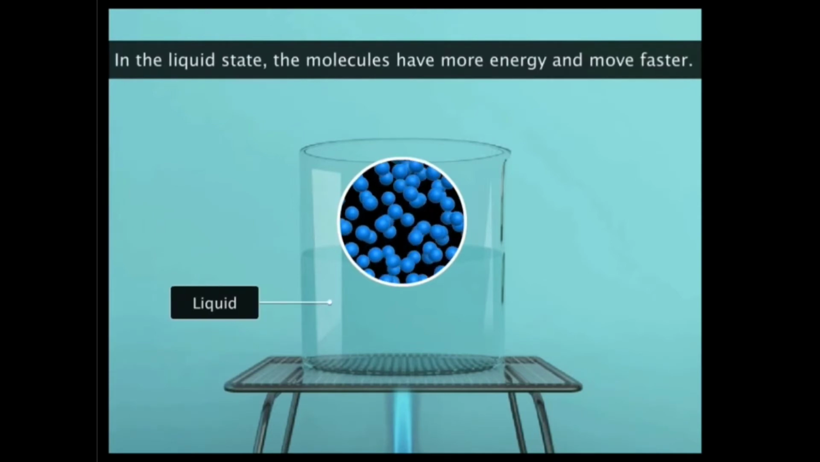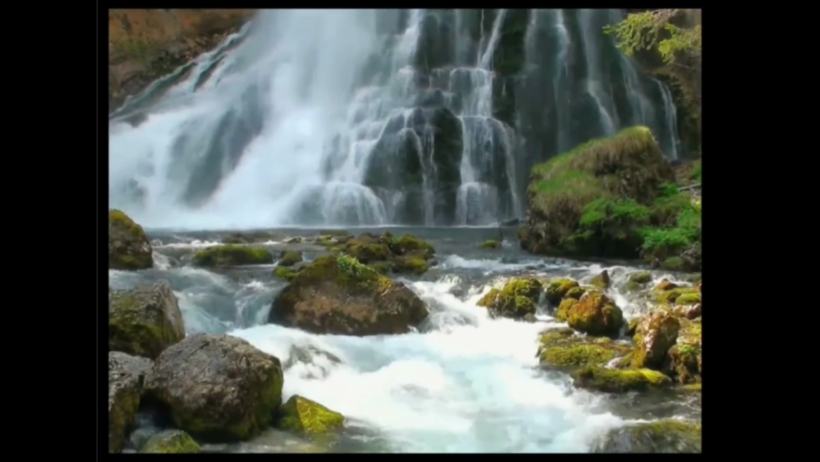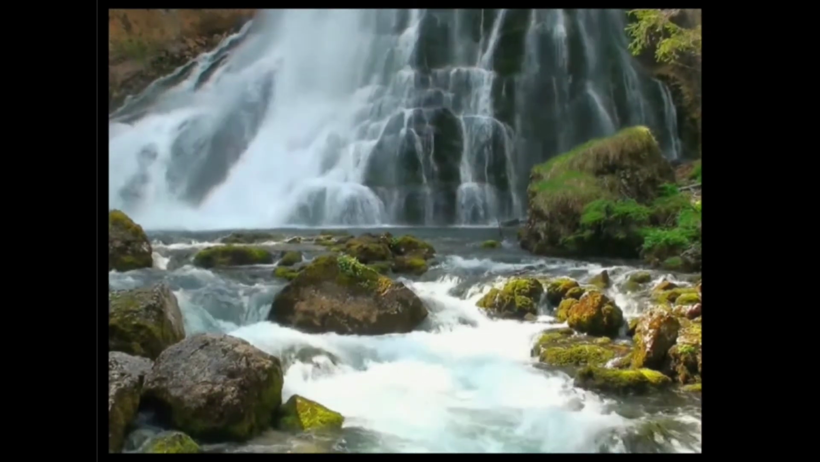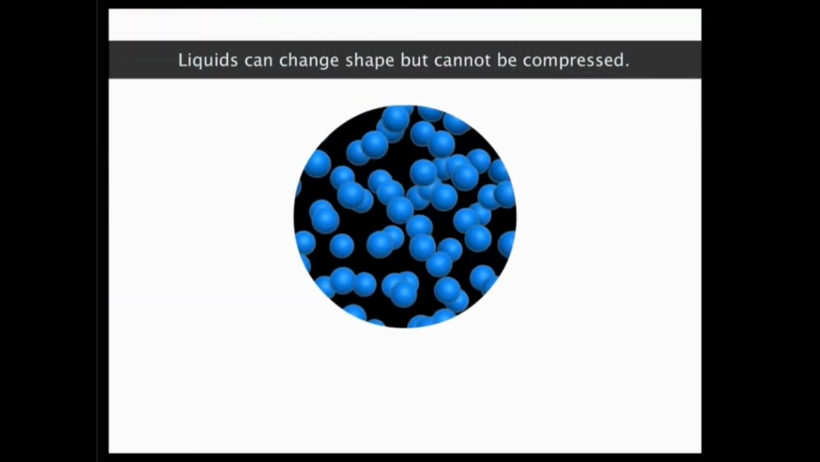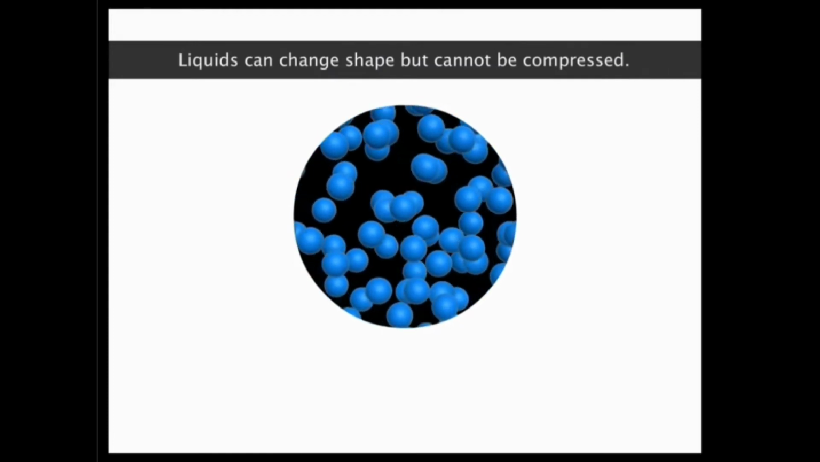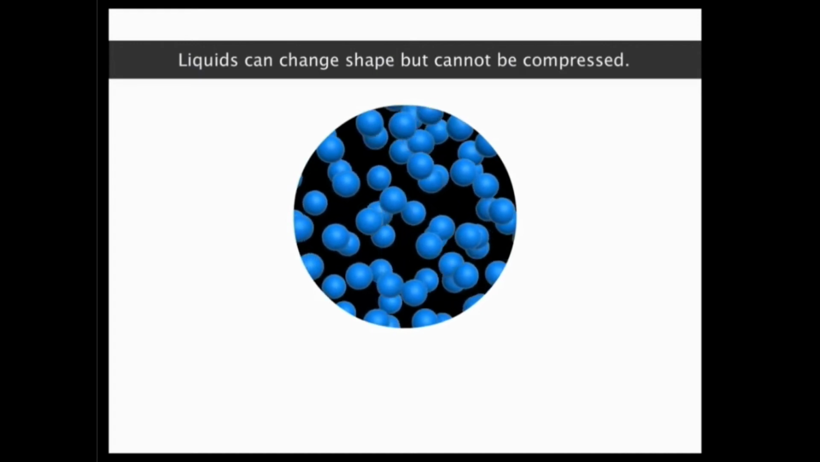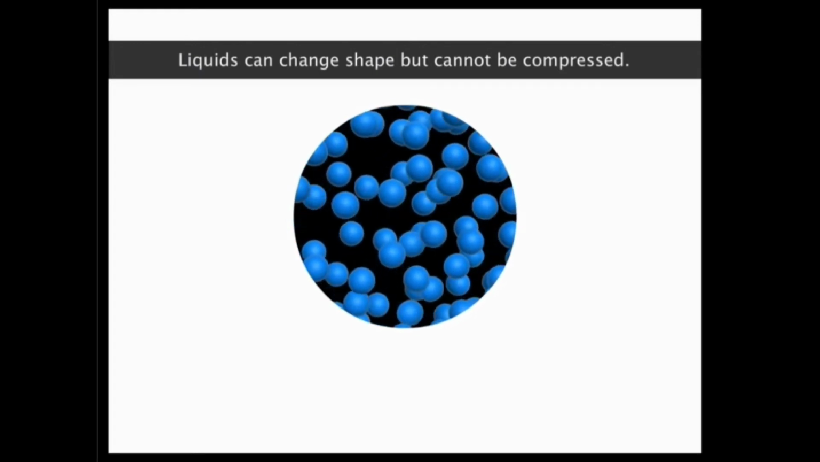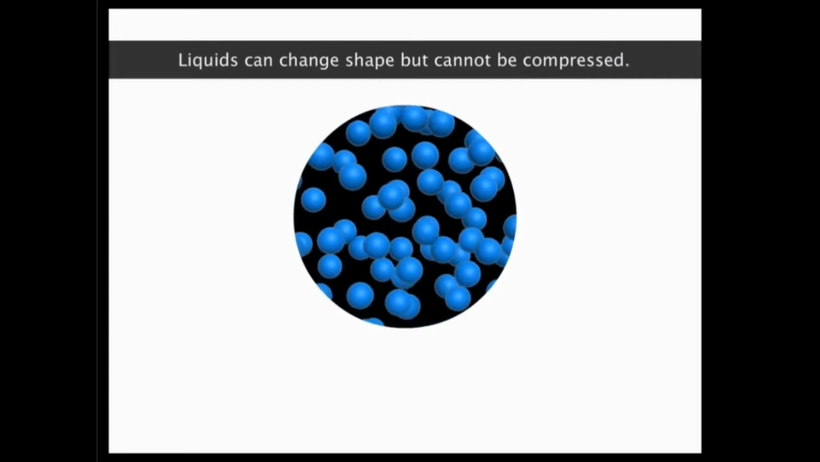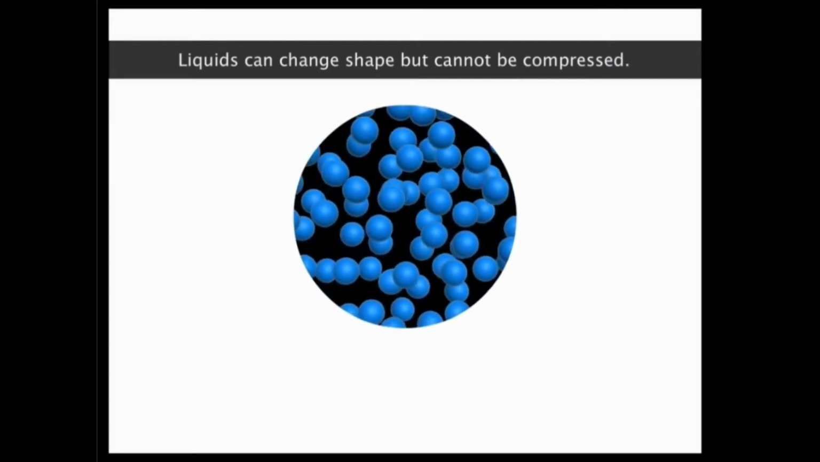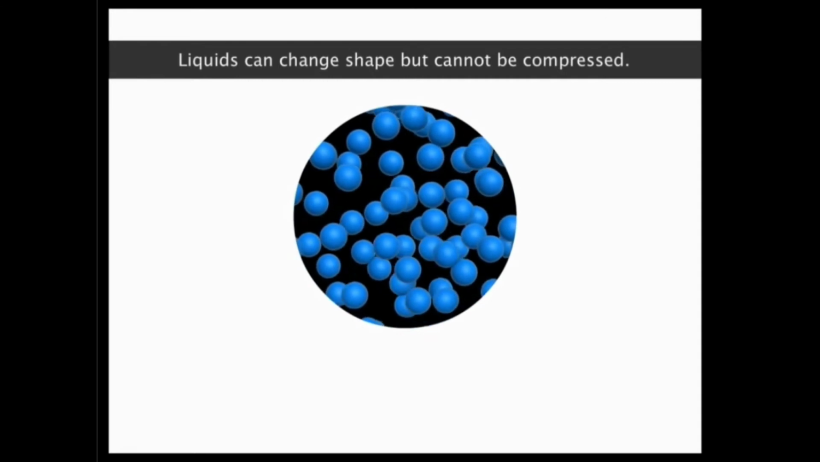In the liquid state, the molecules have more energy and move faster. They can break out of their rigid structure and move past each other. This greater freedom of movement is characteristic of a liquid. The particles, however, stay close together because they are not moving fast enough to break completely free from the force of attraction that holds them together. They can change shape to adapt to their container, but they can't be compressed into a smaller volume.